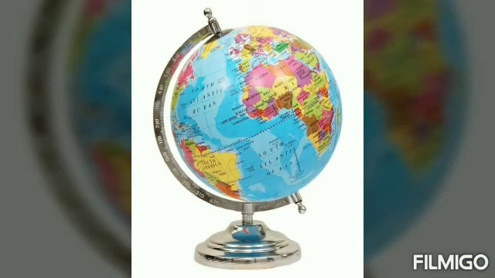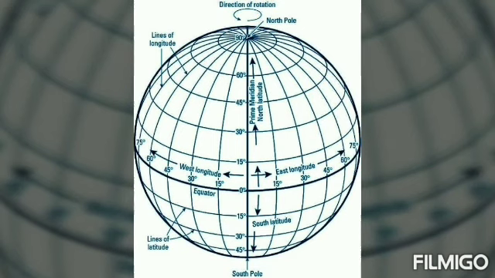Now students, all the continents, oceans, countries and cities are marked on a globe. Without any reference point, it is very difficult to locate a place on the globe. So in order to locate a place, we need a certain reference point. Now when we look at the globe, we are able to see only one side, as you can see in this picture. And to see the other side, we have to rotate it.